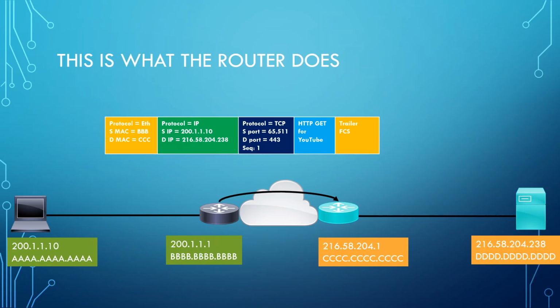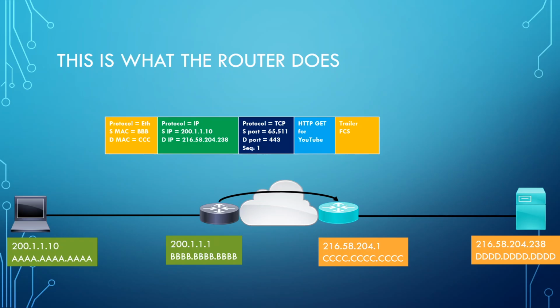So in this case, it's going to add on the Ethernet header and trailer. The Ethernet header is going to have the source MAC address of the router's MAC address, which is going to be BBBB, and it's going to have the destination MAC address of youtube.com's default router, which is going to be CCCC. The reason the source MAC and destination MAC are different is that you have to remember, layer 2 defines where data needs to travel to from each local network's perspective.